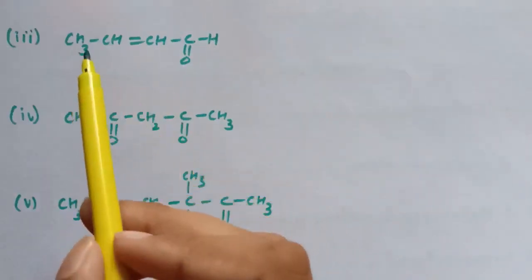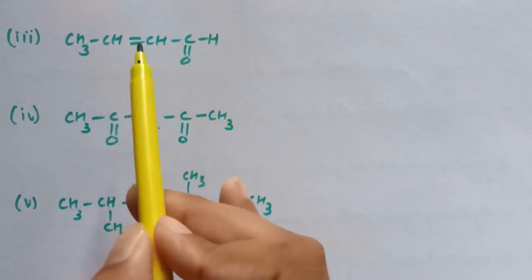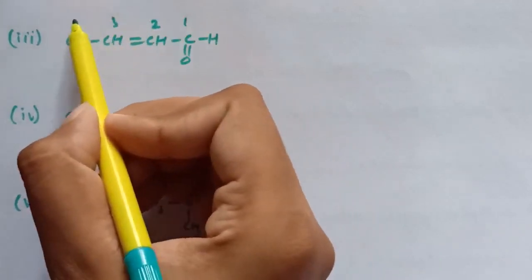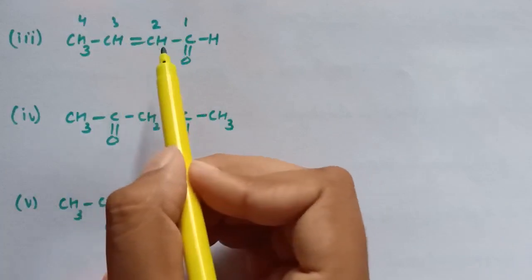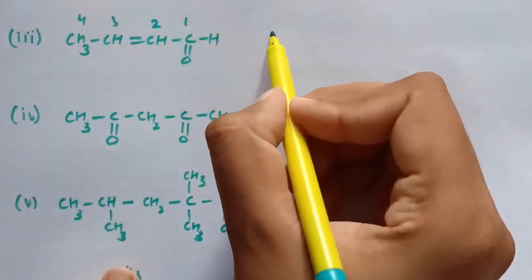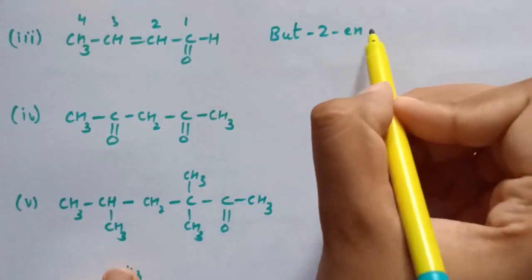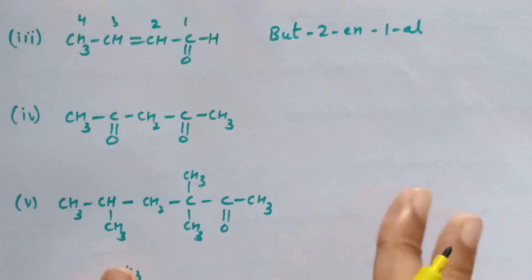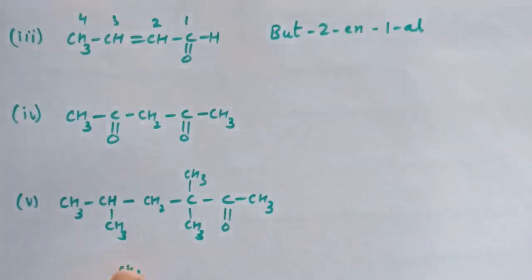Third is, here in this structure it contains aldehyde as functional group and one double bond is present, so we will start numbering from this side so that the functional group will get the lowest number. In between 2 and 3 one double bond is present, so the name is but-2-en-1-al or but-2-enal. This is the IUPAC nomenclature for this compound.